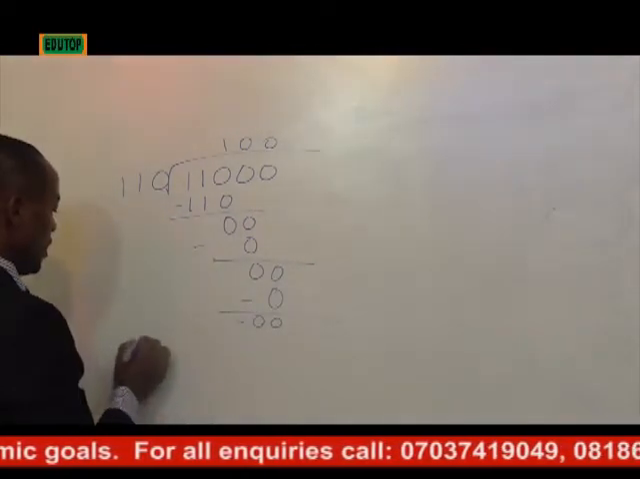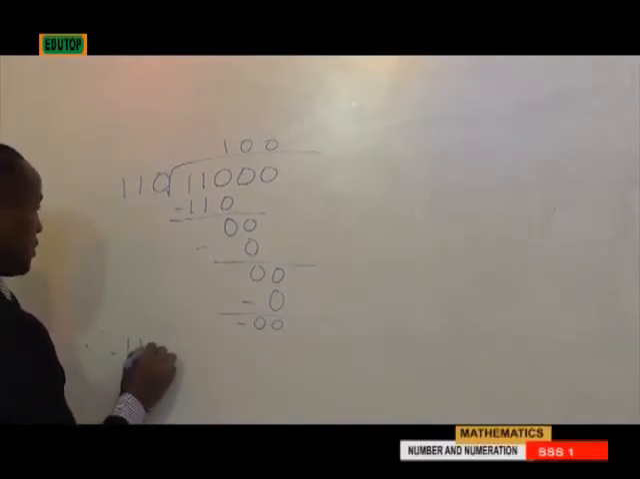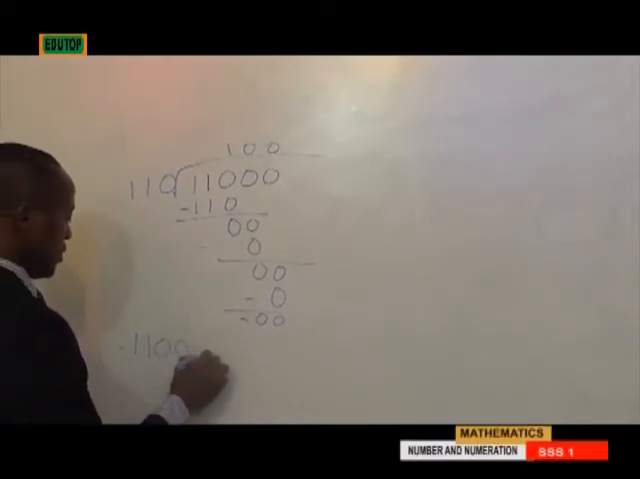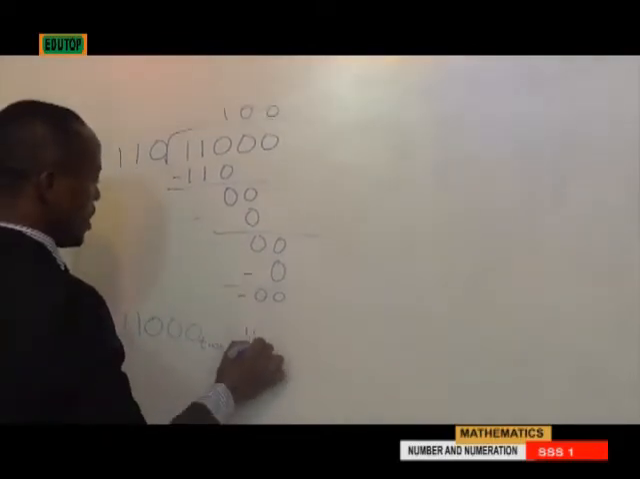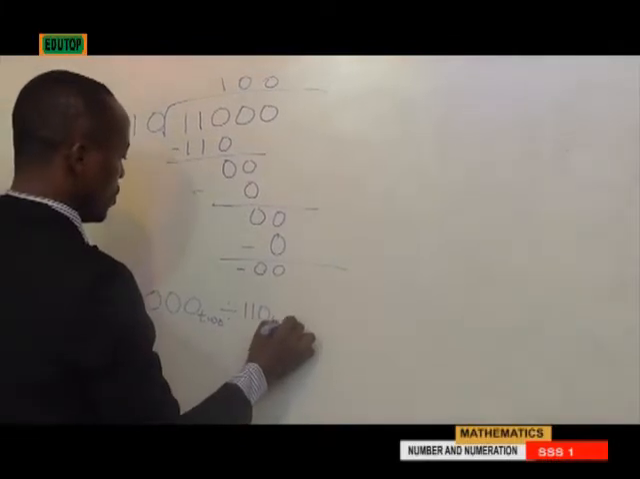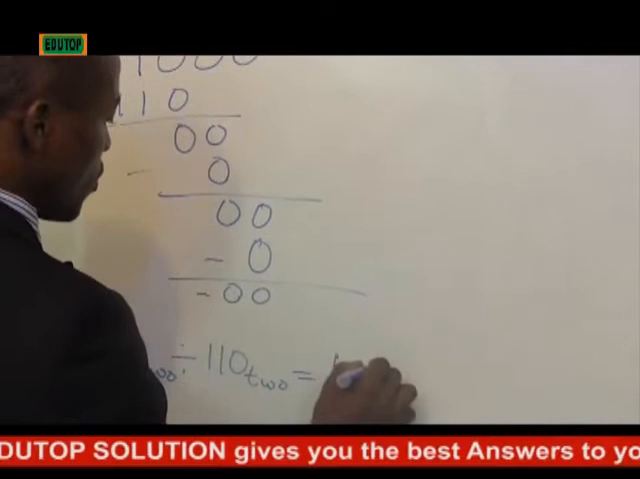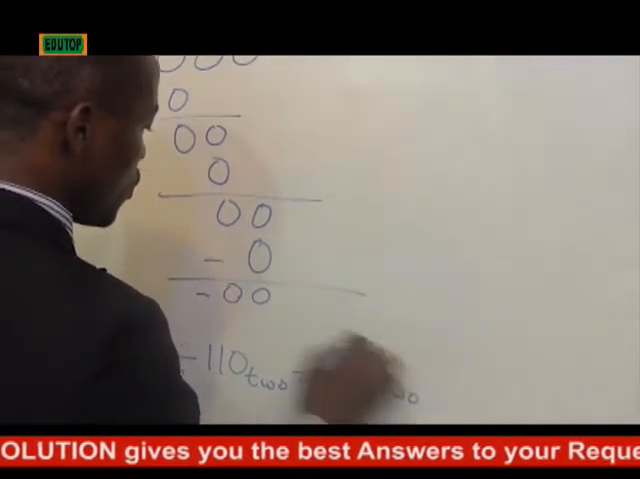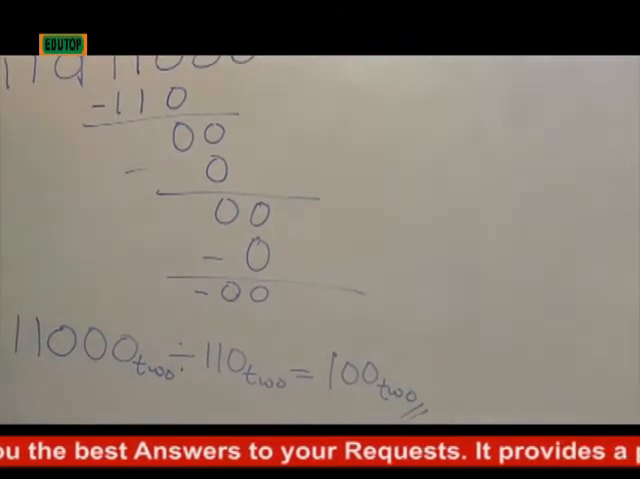That means, therefore, 11000 base 2 divided by 110 base 2 is equal to 100 base 2, which is our final answer.